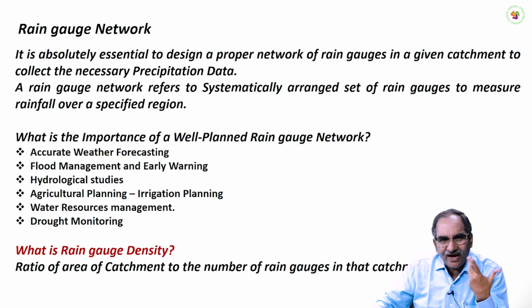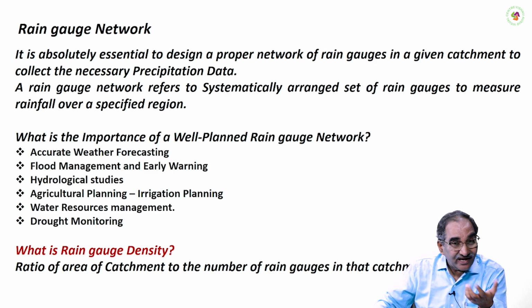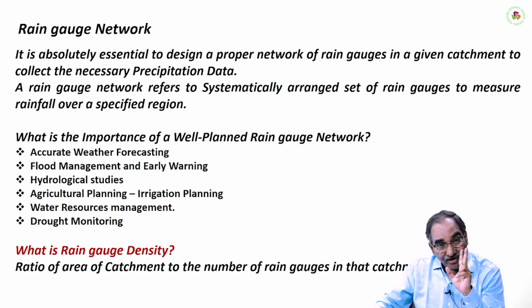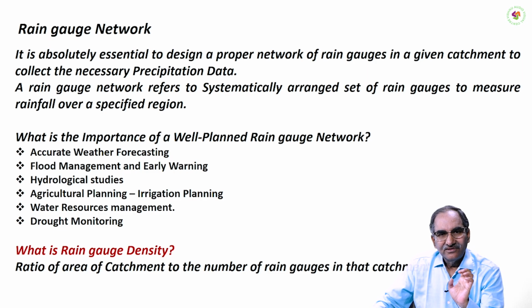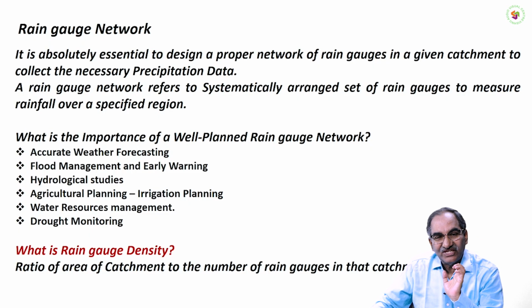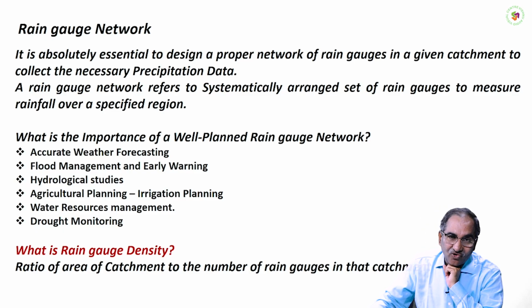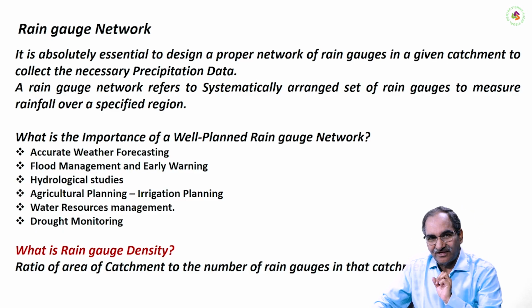Do you have any way of doing it? For example, if Telangana's area is X square hectares, how many gauges do you want to use? Is there any method? Right, there are methods actually. The World Meteorological Department has given one measure, and the Indian Standard Code, IS code, also has given something.